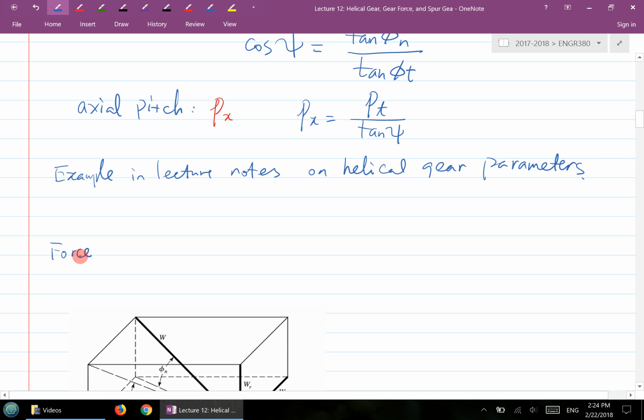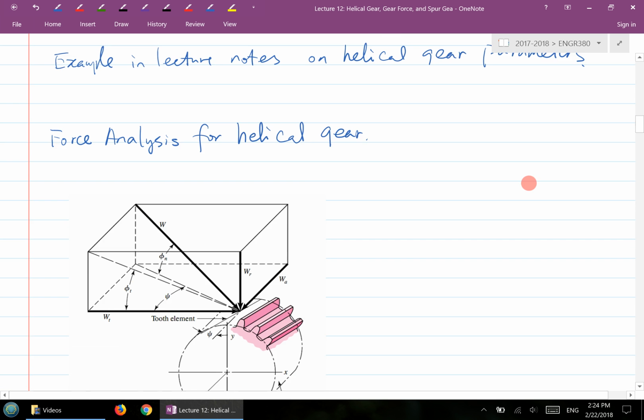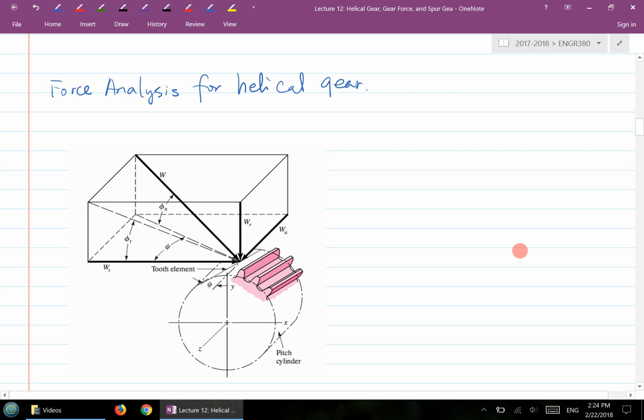the force analysis for helical gear. So this is drawn only one helical gear. You can visualize that another helical gear, the pinion on the top over there, driving this bottom helical gear. So the W right here is the force in the normal plane. W is acting normal to the surface of the helical gear tooth.